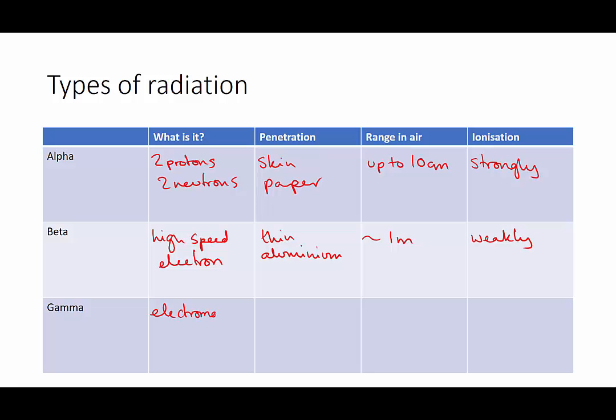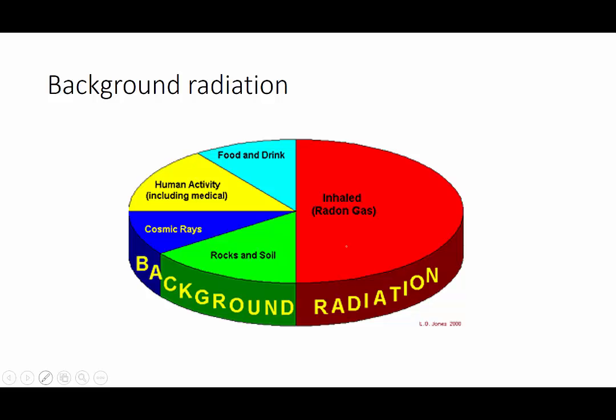Gamma is an electromagnetic wave. It's part of the electromagnetic spectrum that you studied in P1. It has much higher penetration. It is stopped by very thick concrete or thick lead. It can travel for several kilometers in air. In fact, it doesn't ever go away completely, but the energy reduces, and it's very weakly ionizing.